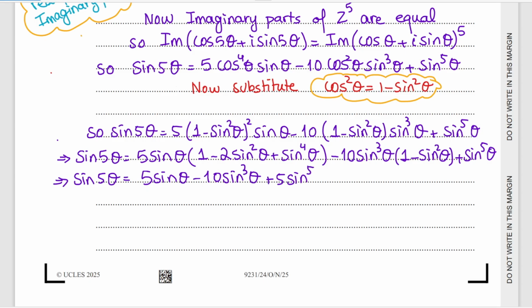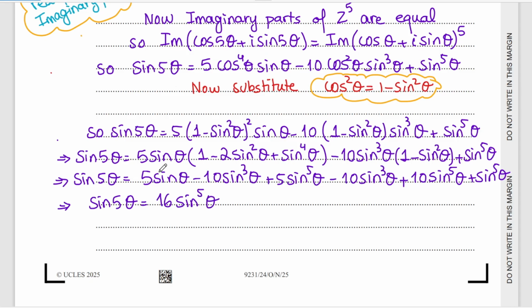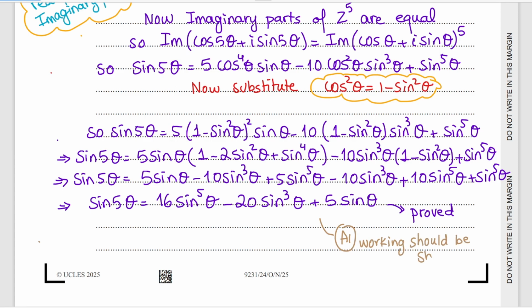So combining like terms, 10 sine cubed theta plus 10 sine 5 theta plus sine 5 theta. So sine 5 theta equals 16 sine 5 theta minus 20 sine cubed theta plus 5 sine theta. So there's an accuracy mark here and working should be seen. You should show enough working here.